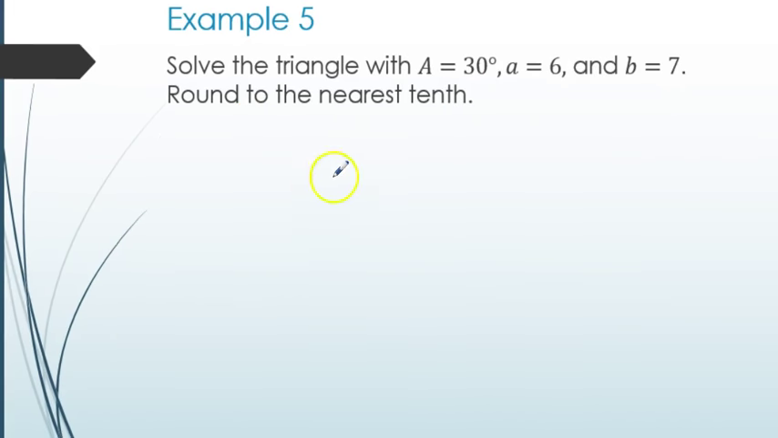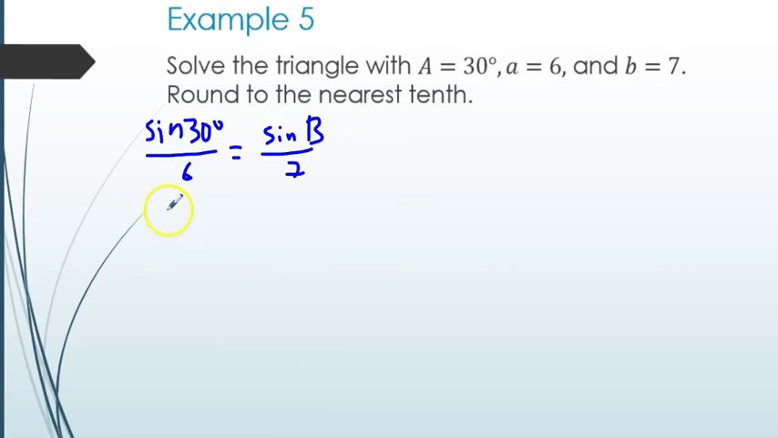And then in our last example here, again, you're not going to be able to tell that there's anything weird happening just from looking at the given numbers. So we're still just setting up the law of sines. I'm going to have sine of 30 degrees over 6. And then we don't know what angle B is. So we're going to cross multiply.